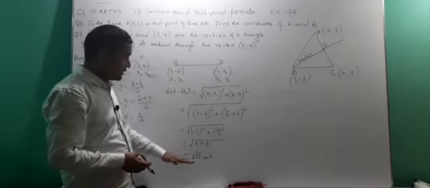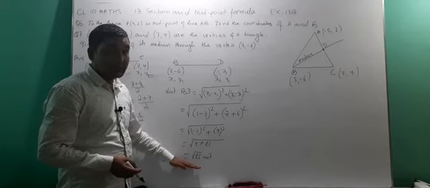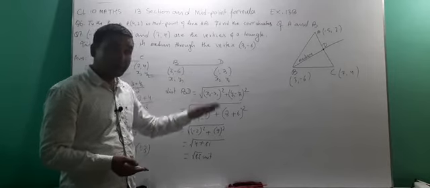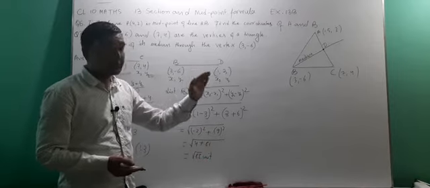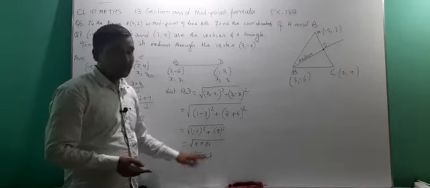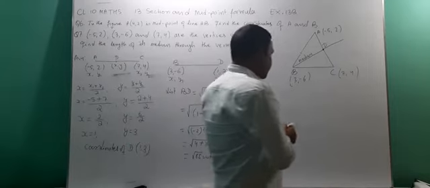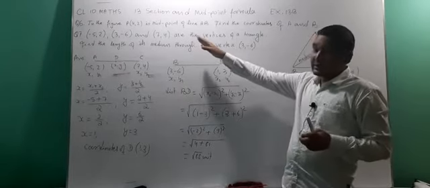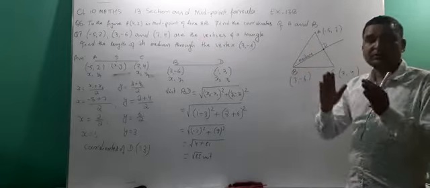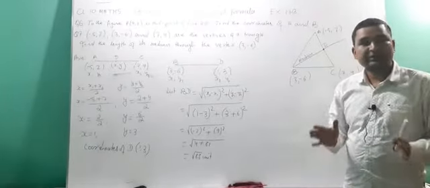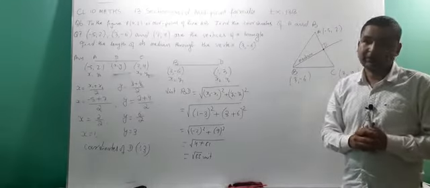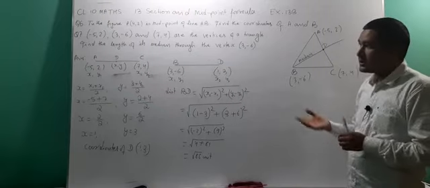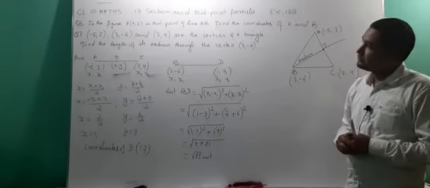We got the length of the median. Length of median is root 85 unit. Unit means either it is centimeter or meter. If it is centimeter, then write centimeter, but because there is no unit given, we are only mentioning unit. Once again, the vertices of the triangle are given in the question, and draw a rough sketch, because a rough sketch helps us get the answer easily and correctly. There is less chance of making mistakes. That's why take your time, give some time to draw the figure.